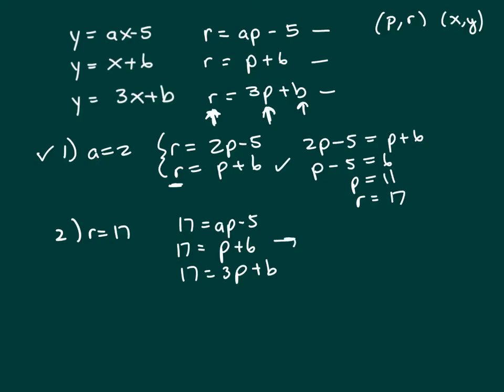And from this one, we know that P equals 11. And then you could take that value for 11, substitute it in there, and find B. So clue 2 works as well.